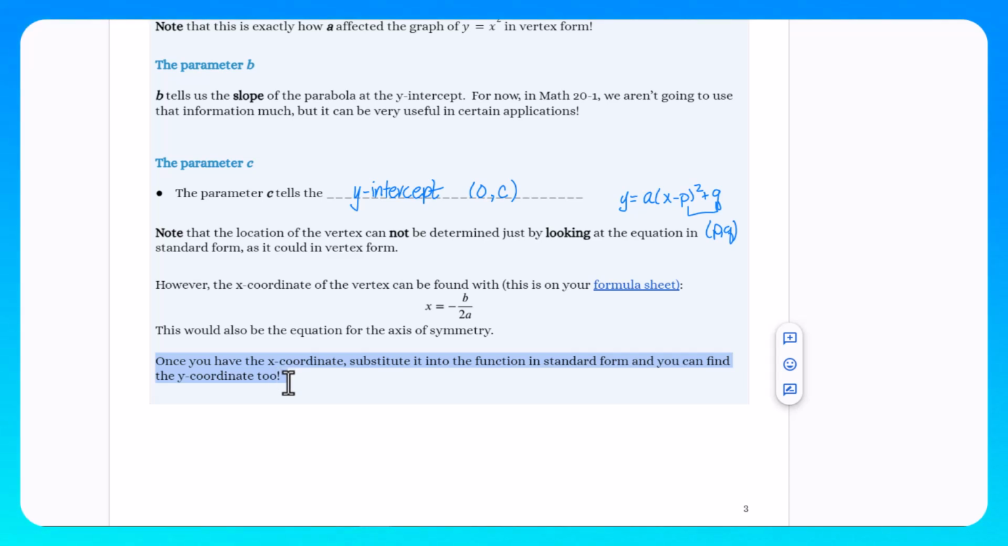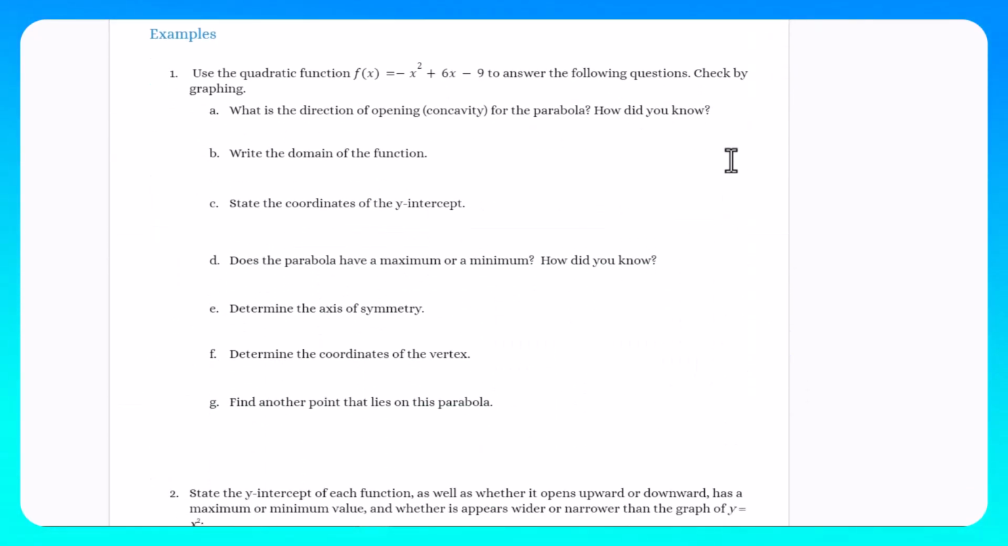So once you have the x-coordinate, we can substitute it into the function. In other words, we can say f of negative b over 2a is going to equal the y value. So let's look at an example here. This question says, use the quadratic function f of x equals negative x squared plus 6x minus 9 to answer the following questions and check by graphing.